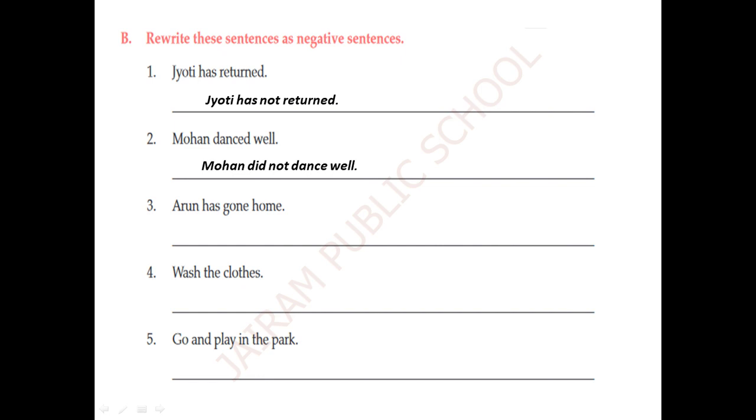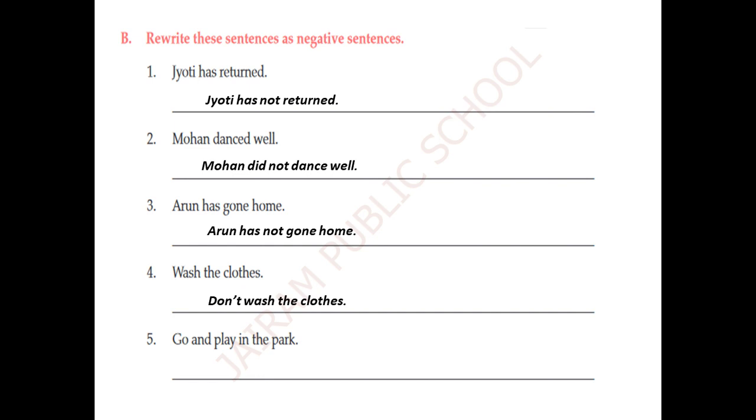The third sentence, Arun has gone home. Arun has not gone home. Wash the clothes. I hope this will be very easy for you to write. How do you write in negative form? Don't wash the clothes, right? Because that time may be raining or some work to be done in that time. So don't wash the clothes, which was like ordering. Don't wash the clothes.